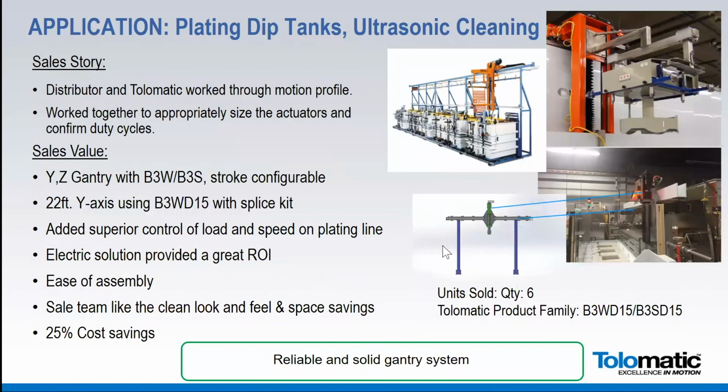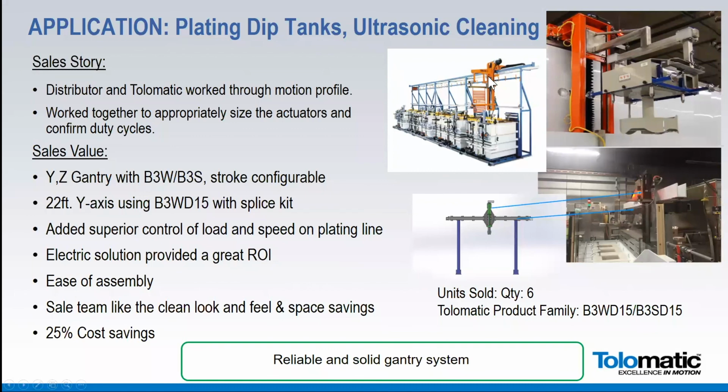Here's another system where we replaced a rack and pinion system. They're having a lot of challenges in the assembly process, manufacturing, where they had to really have the rack and pinion very straight and smooth and completely lined up. So it's taking a lot of time. We were able to essentially drop a B3W on top here to create the X axes, and then we've got the Y axes as well here. So you've got a B3W across the top and then a B3S. It's taking parts and moving them from one chemical dip tank to the next throughout their process. So 22 feet long.